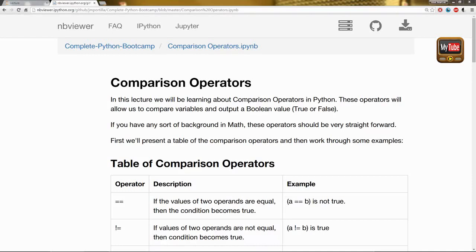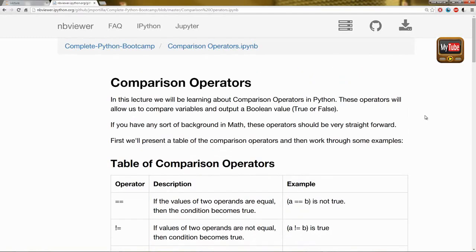In this lecture we will be learning about comparison operators in Python. These operators are going to allow us to compare variables and output a Boolean value. We've already seen a few of them throughout the course, but now we're really going to dig deeper, and if you have any sort of background in math, these operators should be pretty straightforward.